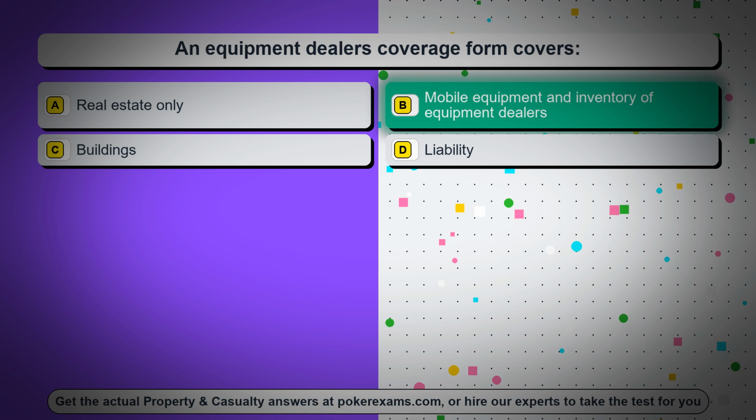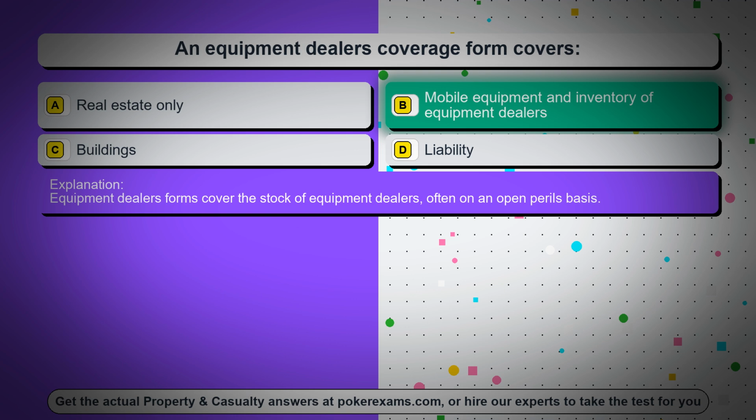The correct answer is option B, mobile equipment and inventory of equipment dealers. Equipment dealers' forms cover the stock of equipment dealers, often on an open perils basis.